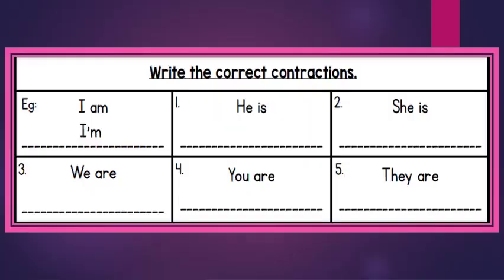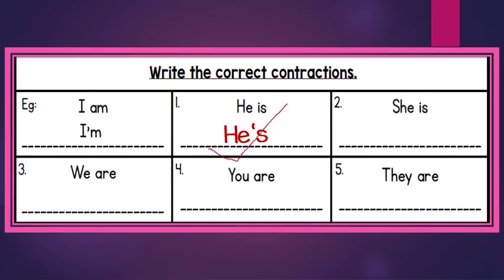Next, let's look at this part. For this part, you need to write the correct contractions. Do you still remember how to write it? Okay, let's look at it together. The first one is he is. So how do you write that? First, you write he and then the apostrophe and then only S. So he's. If you got that correct, you can put a big tick on it. Yay!